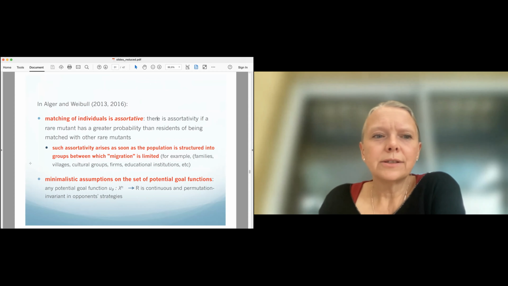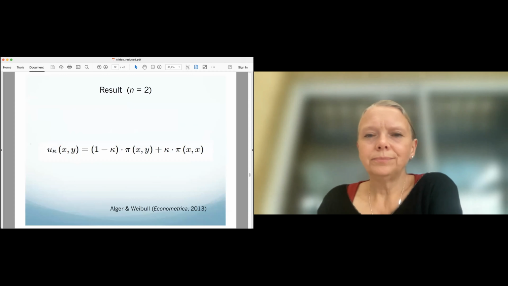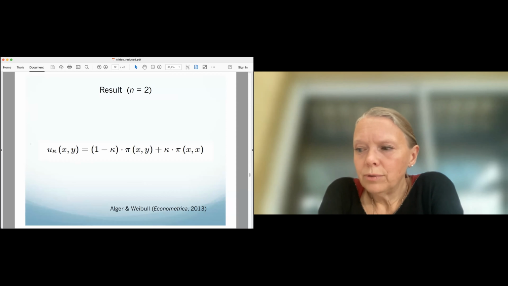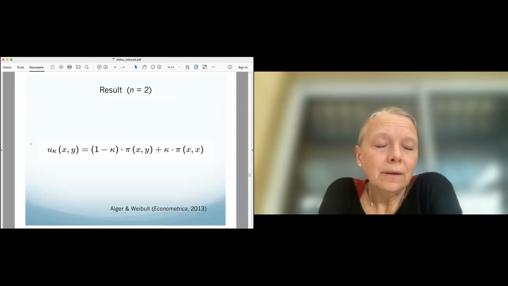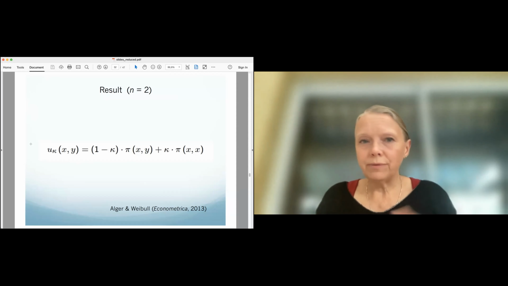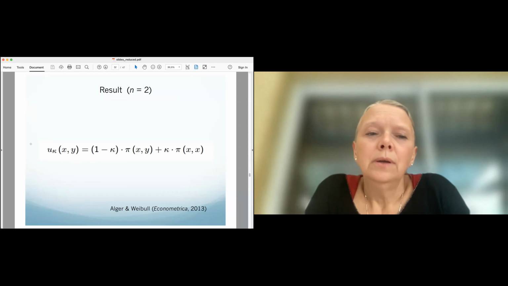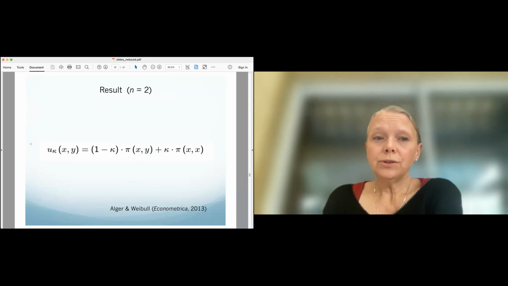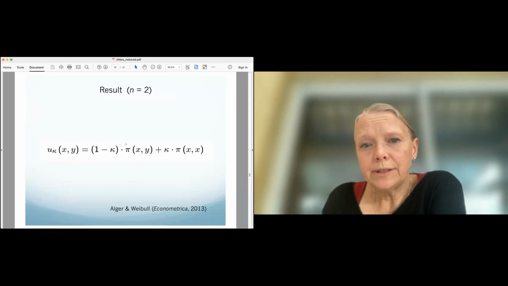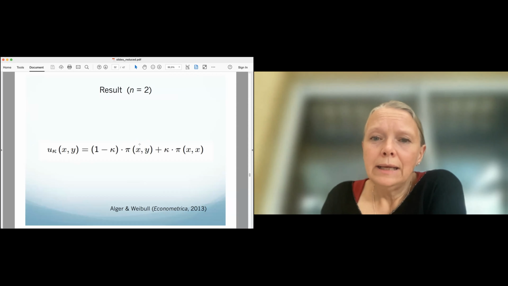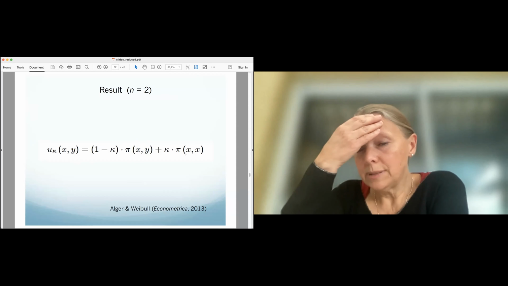It's the following utility function here. This is the utility function which, for all the games, the interactions that we allow for, which is also meant to be a very generous set, it's this function here, which has two components, right? So the first part here is the own material payoff, pi xy. And so this is the standard selfish component. And then we have the second part, which is pi xx.